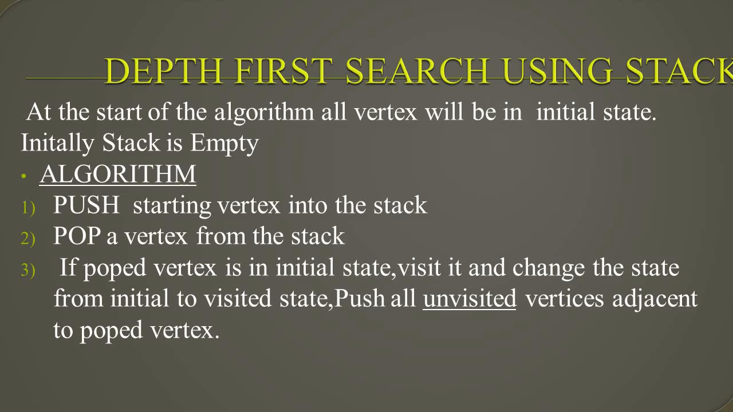Recur on neighbors. Recursively apply steps 2 and 3 for each unvisited neighbor. Backtrack: return to the previous node when all the neighbors are visited. Repeat: continue until all reachable nodes are visited.